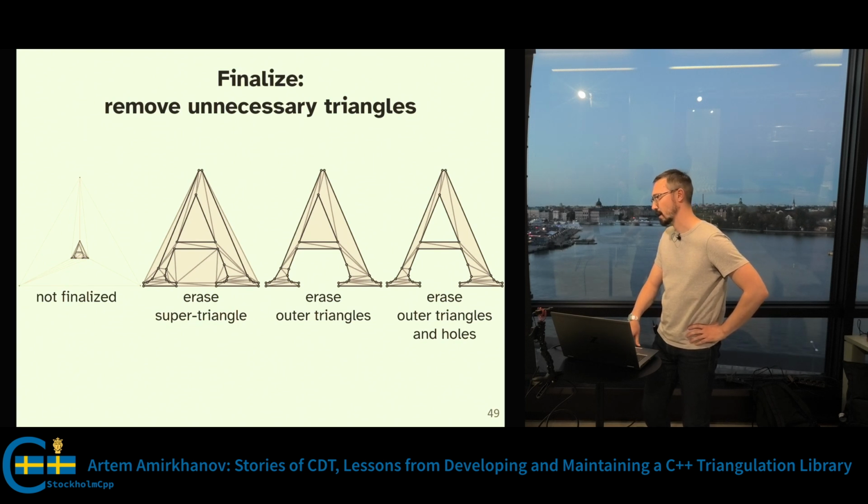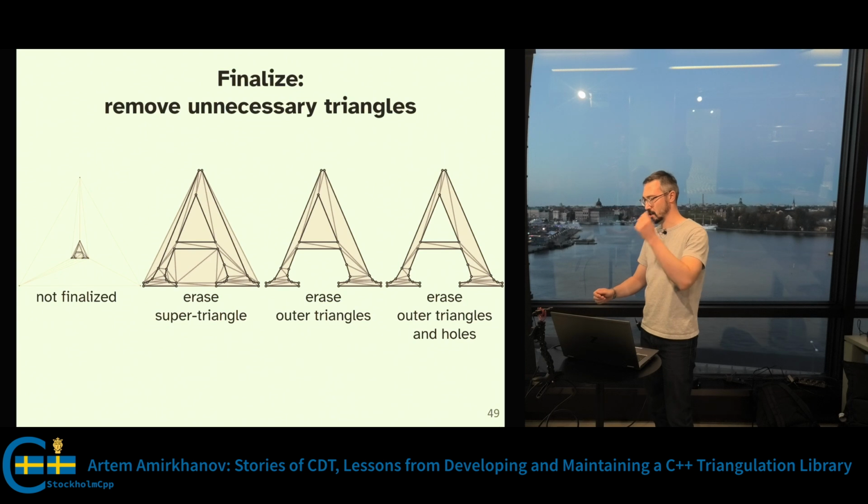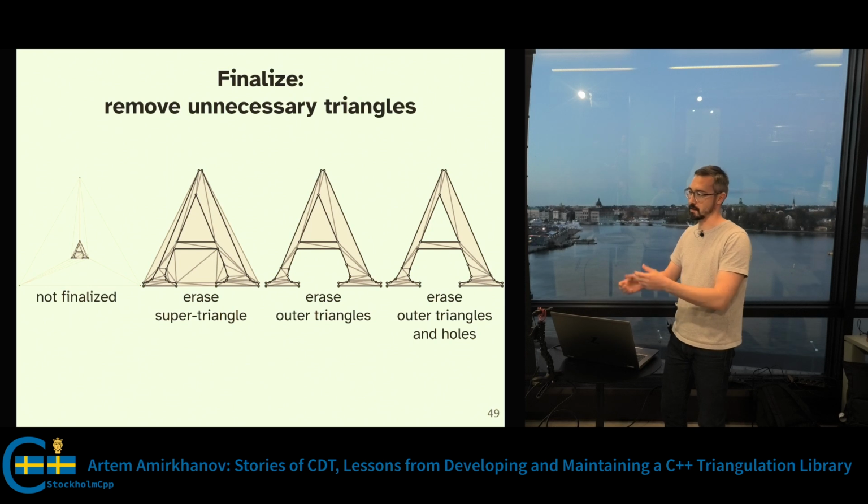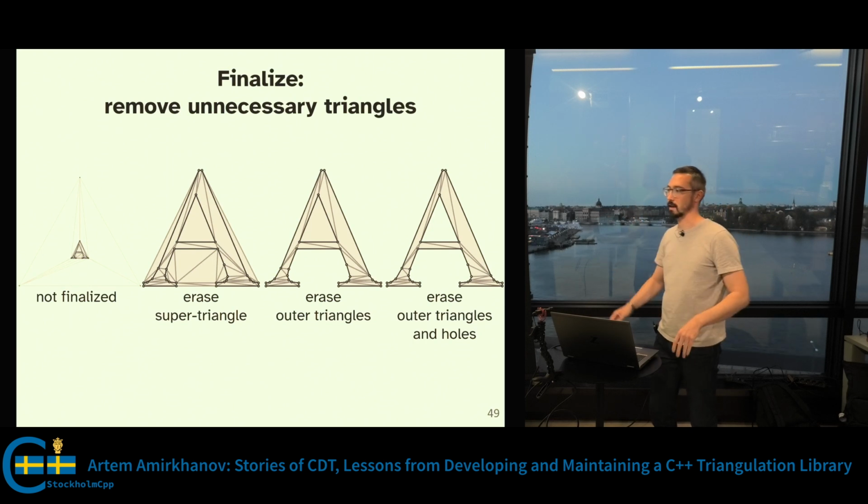A convex hull is a fancy term, but imagine your points are nails on a wall. If you take a rubber band and put it around these nails, it will be in the shape of a convex hull.